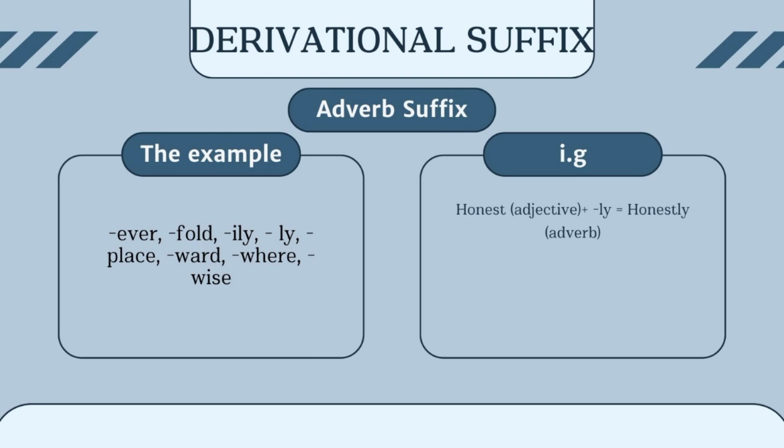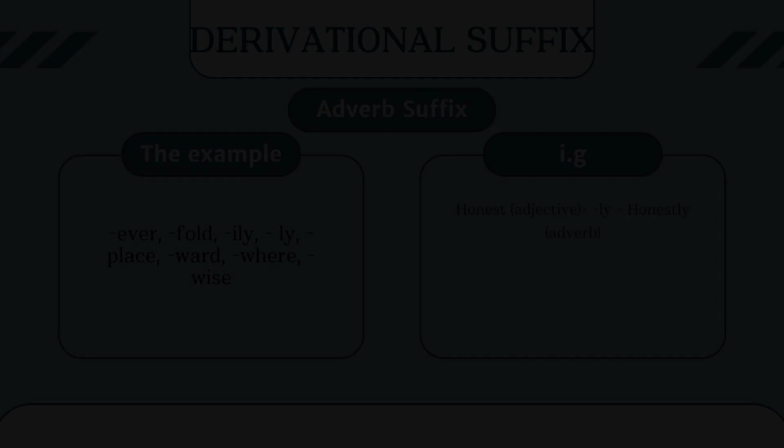Here are examples of the derivational suffix, like ly, ward, wise, and so on. For example, we have the word honest, an adjective. If we add the suffix ly, it will become honestly, and the word class changes into an adverb.